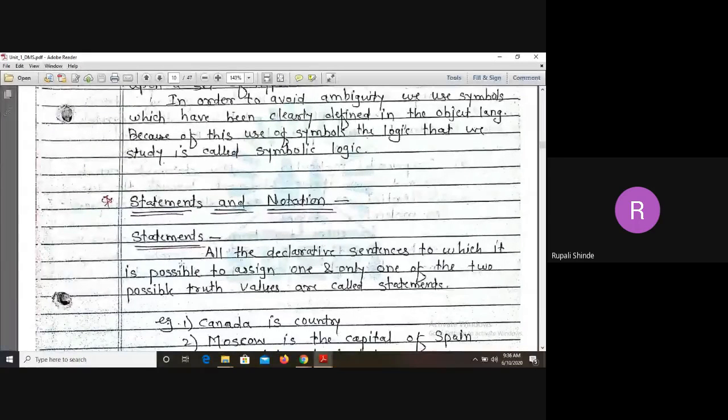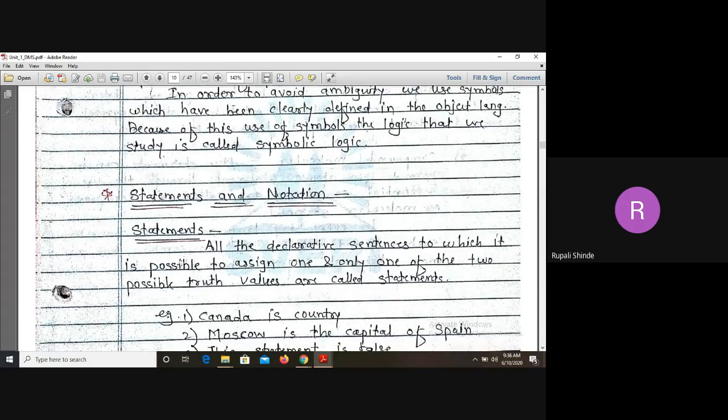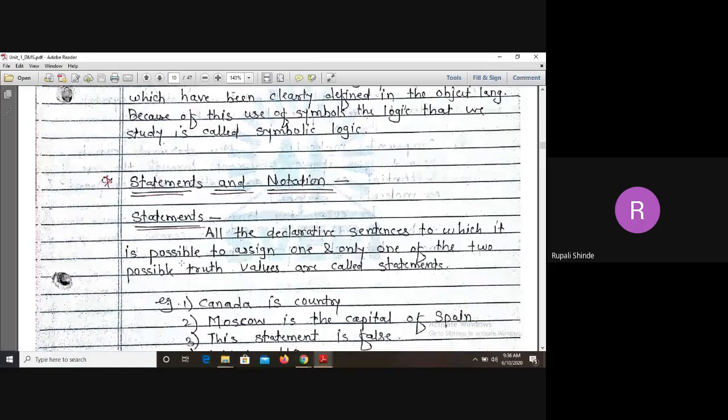Okay. So here, the first point is what is a statement? A statement is a sentence to which it is possible to assign either a true or false value. Then only that sentence is called a statement. Now consider the first example, Canada is a country. Can we assign either a true or false value for this sentence? Yes. Which value can we assign, true or false? True. Yes, true. That's why this sentence is called a statement.